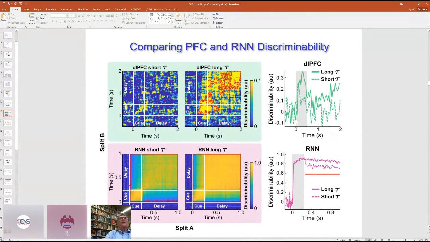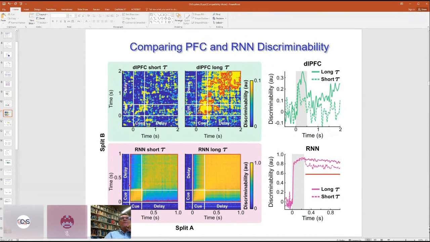So first of all, we need a measure, and we're going to use something called discriminability, and here's how it works. This has been used to analyze neural data as well. So we're going to be showing you both neural data from dorsolateral prefrontal cortex on the top and the recurrent network on the bottom. So the idea is, during, say, the cue and delay periods, can you predict, just by doing a regression from the activity pattern, what the first input is? Is it up or down?